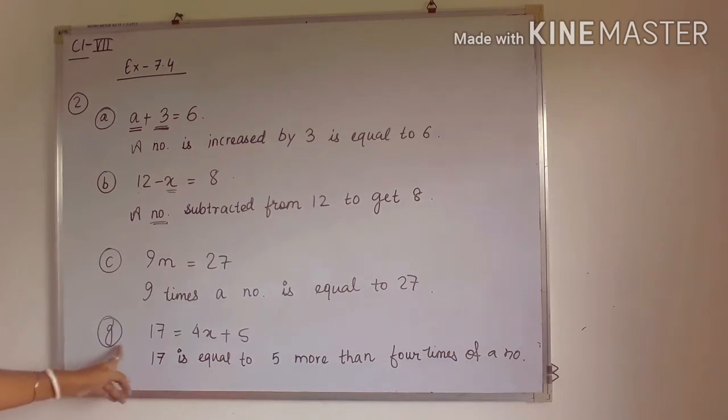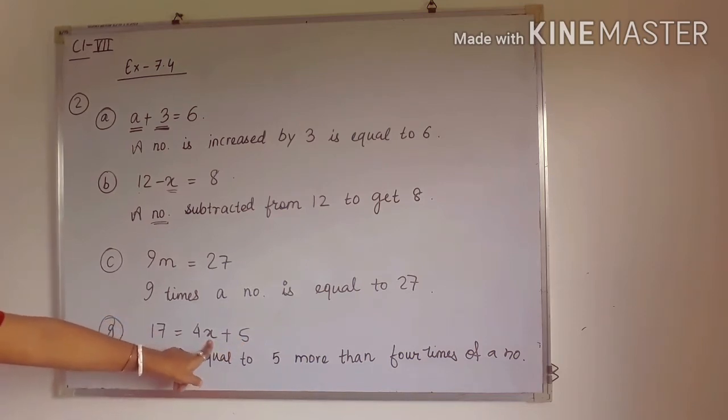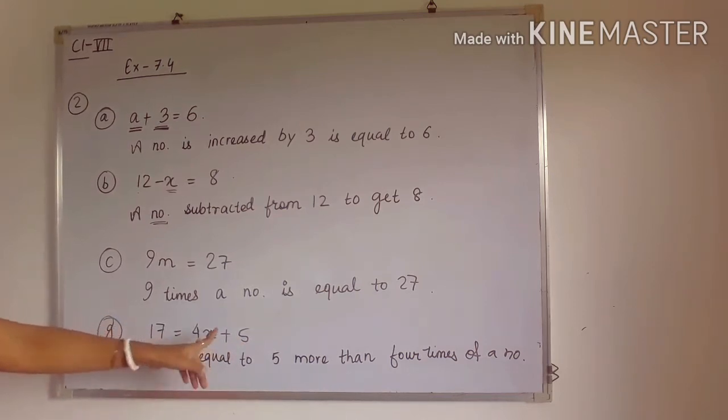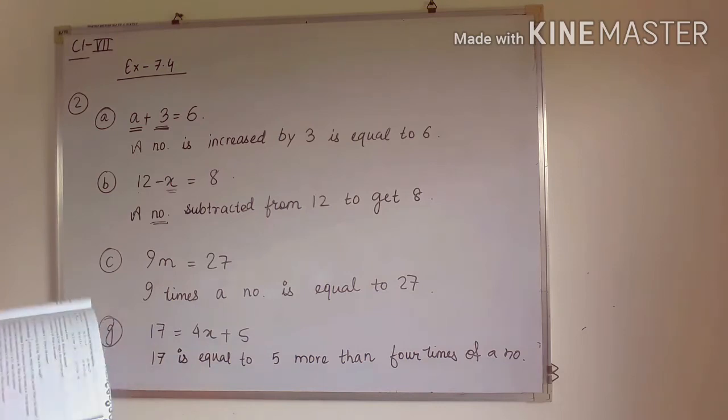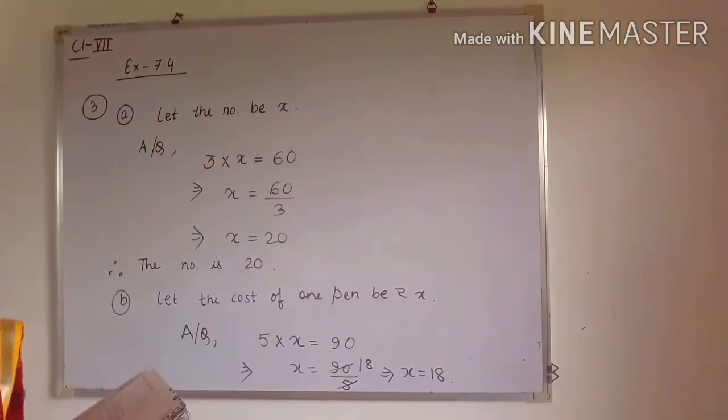Similarly number G, 17 is equal to 4x plus 5, so 17 is equal to 5 more than 4 times a number, because 5 is added, and that number is x. Okay, so these are some sentences I have formed using the equation. So try to do the remaining question of number 2. So see the next question.